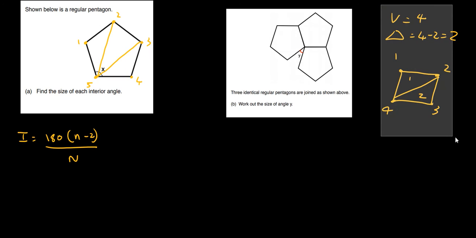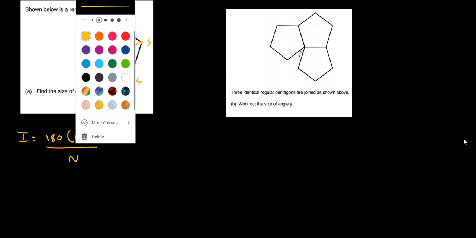Okay, so hopefully you've done that now. So let's have a go at doing this. So we've got 180 times 5 minus 2 all divided by 5. So that just gives us 180 multiplied by 3 divided by 5, which gives 108 degrees.